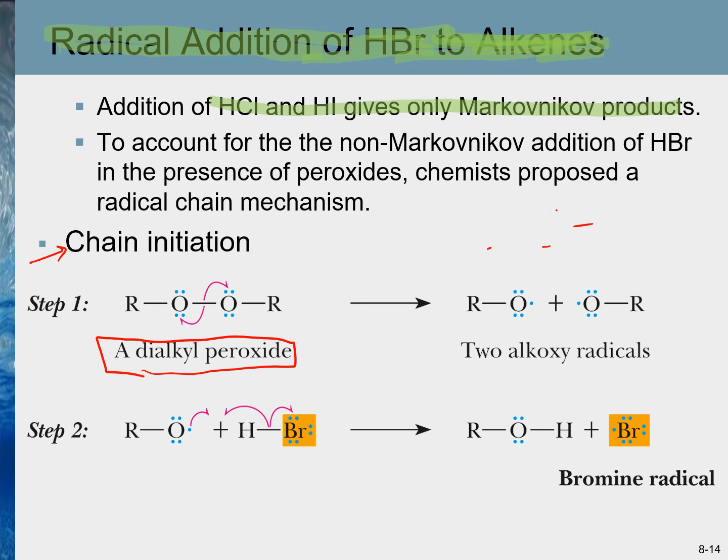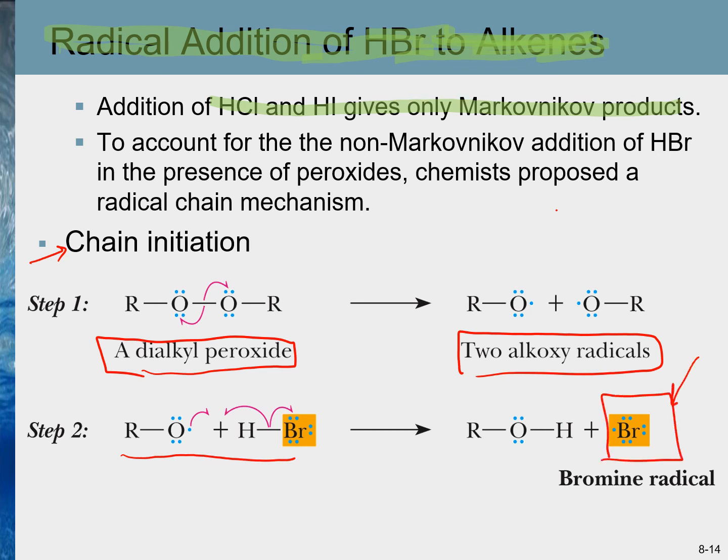In the chain initiation step, the dialkyl peroxide homolytically cleaves to produce two alkoxy radicals. These alkoxy radicals will combine with the HBr to produce a bromine radical. This bromine radical will participate in the chain propagation step, and it will give us the halogenated product.